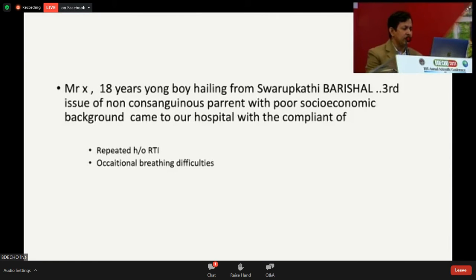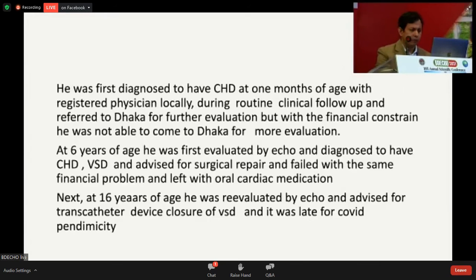So now my case. Mr. X, an 18-year-old boy, hailing from Sharupkati, Barishal, third issue of non-consanguineous parents with a poor socioeconomic background, came to our hospital with complaints of repeated respiratory tract infection and occasional breathing difficulties. He was first diagnosed with congenital heart disease at 1 month of age by a local registered physician during routine clinical follow-up, and referred to Dhaka for further evaluation, but due to financial constraints he was not able to come to Dhaka.